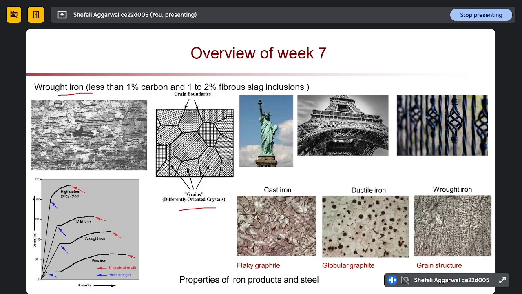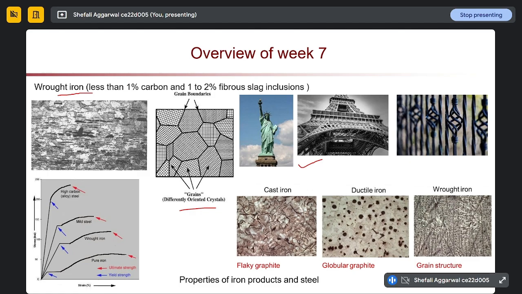So where this type of iron has actually been used is in monuments like the Eiffel Tower and the Statue of Liberty. In these structures we are using wrought iron, and one advantage of this type of iron is that it is very lightweight. If you have seen the railings in your homes, they are made from wrought iron.